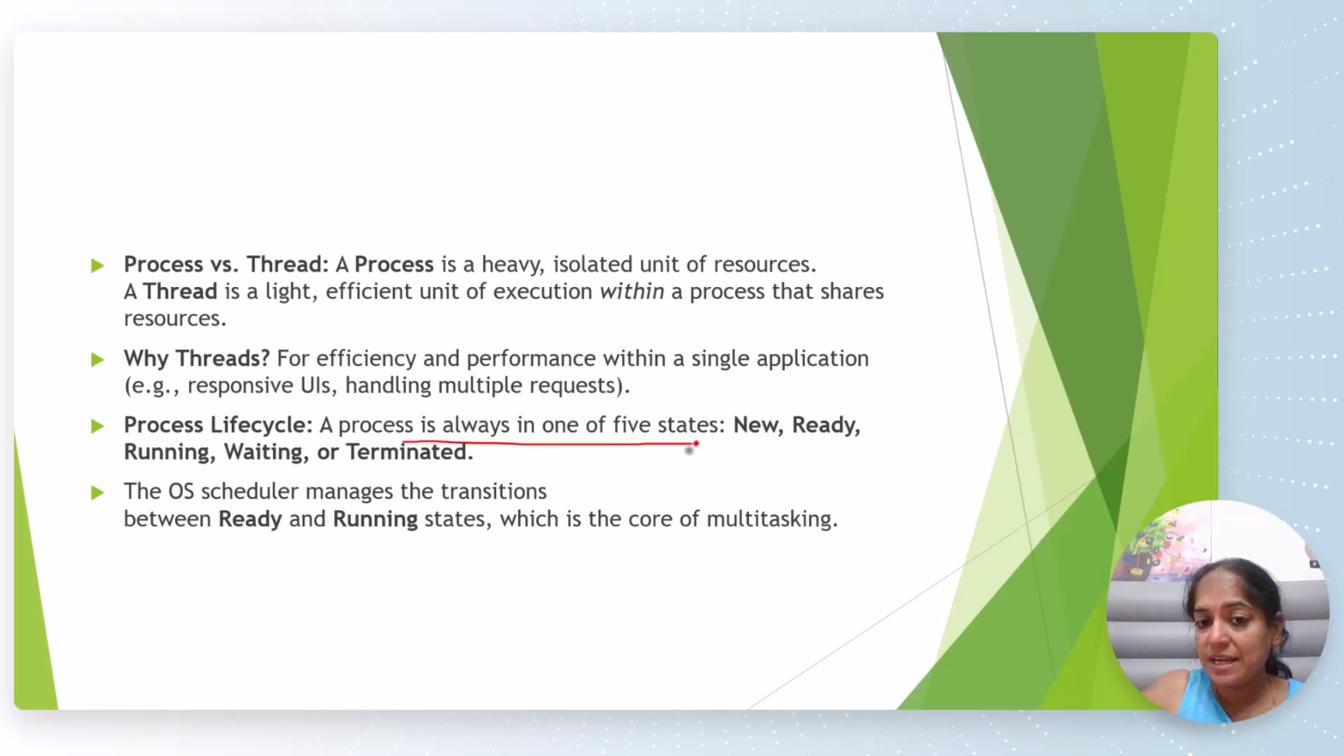A process life cycle is always in one of these five states. It is the operating system scheduler that manages the transitions, like when a process goes from the ready state to the running state, from running state to waiting state, from running state to ready state, and so on.